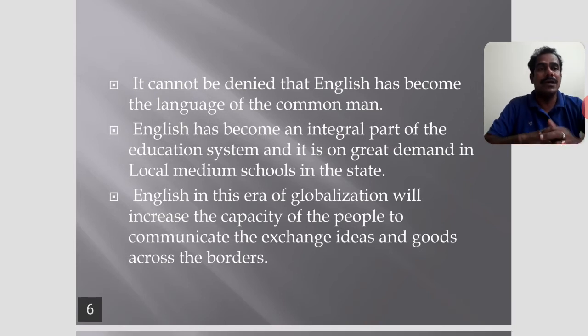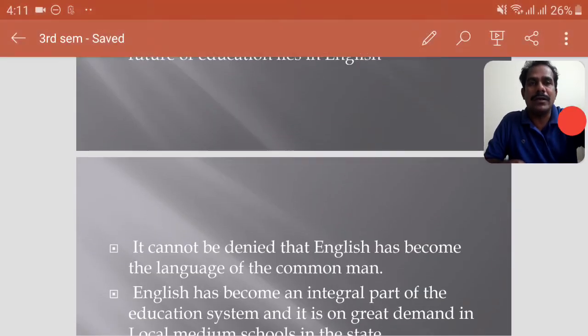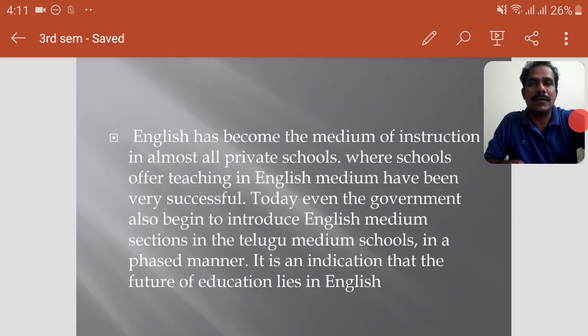The main step was led by the British India colonial government. Macaulay took the initiative. The British government introduced English to make them employees of their government. It was forcibly introduced, but now the people, parents, everybody is encouraging their children to take up their education in it. It can't be denied that English has become the medium of instruction.